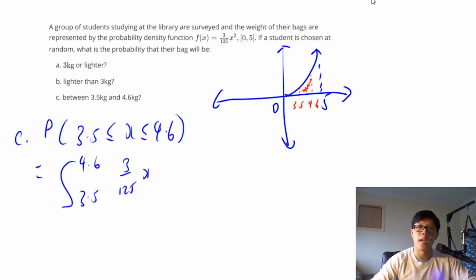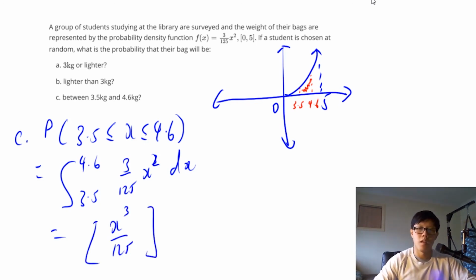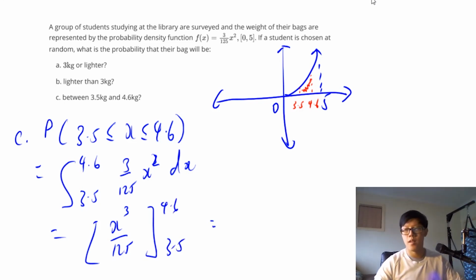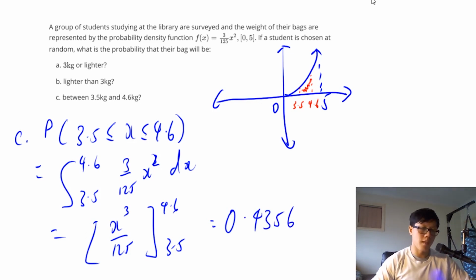3 on 125 x squared dx. The 3 is going to cancel out again, so 125, 4.6, 3.5. And now, if I sub that in, 4.6 cubed on 125, take away 3.5 cubed on 125, I get 0.43568. And that's the probability that the bag that I randomly pick is going to be between 3.5 kilos and 4.6 kilos. And that's it for this video.